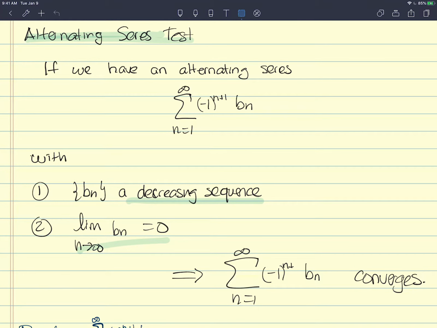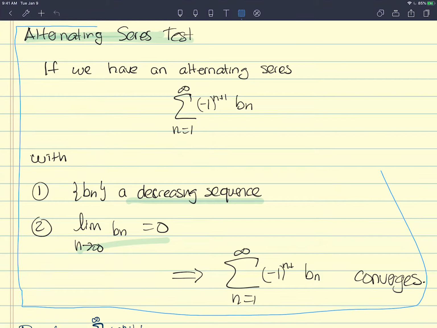It said that all you need is for the series to be alternating to check that it converges. All you need to do is to check that the bn's are decreasing. It's a decreasing sequence, and the limit is 0.